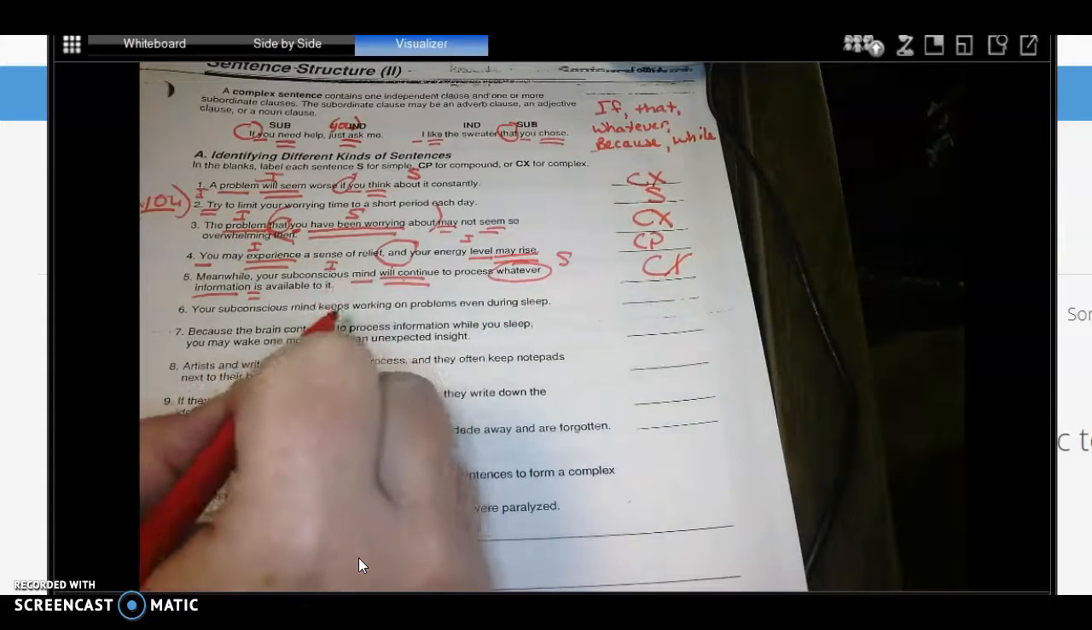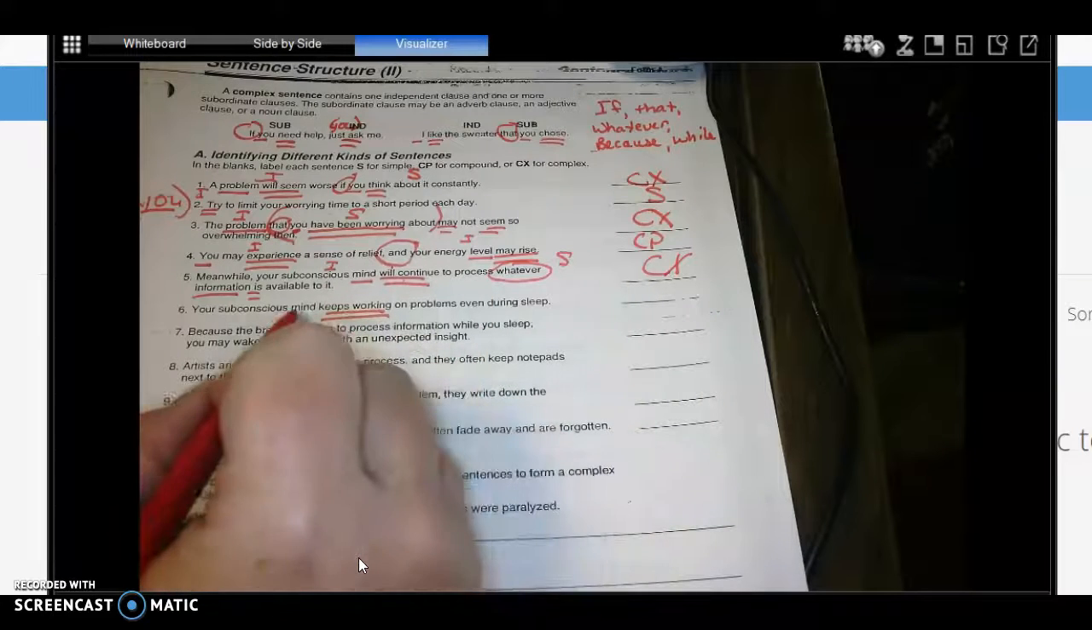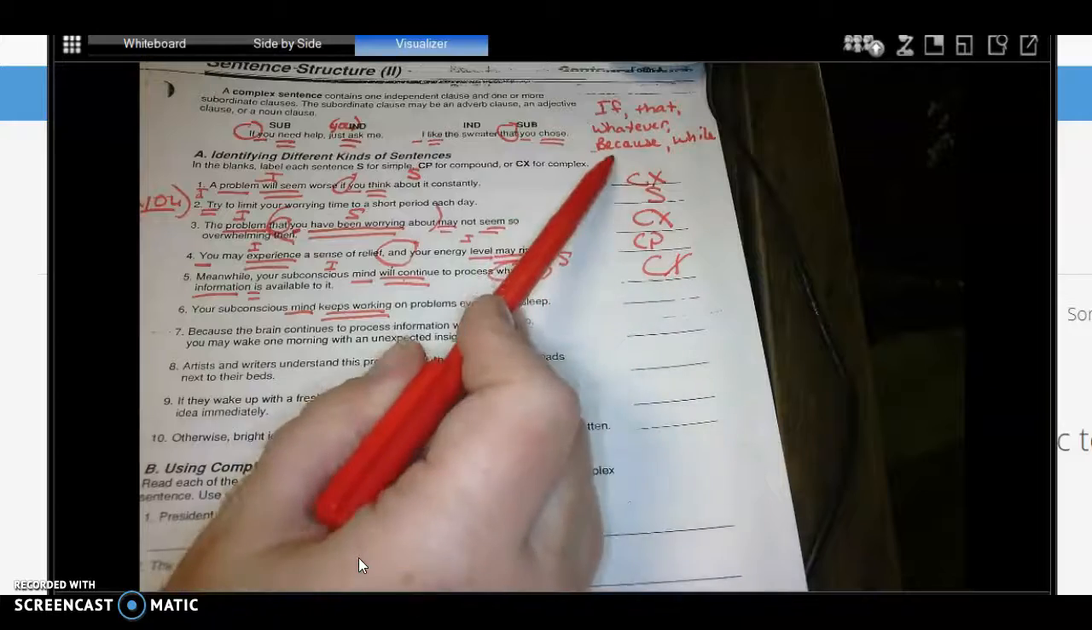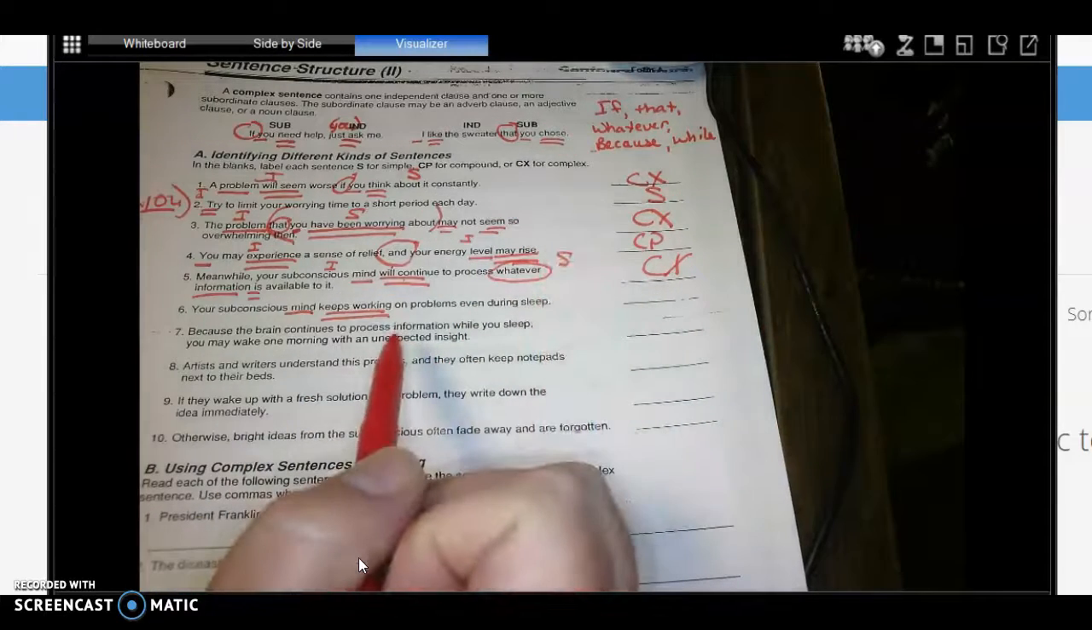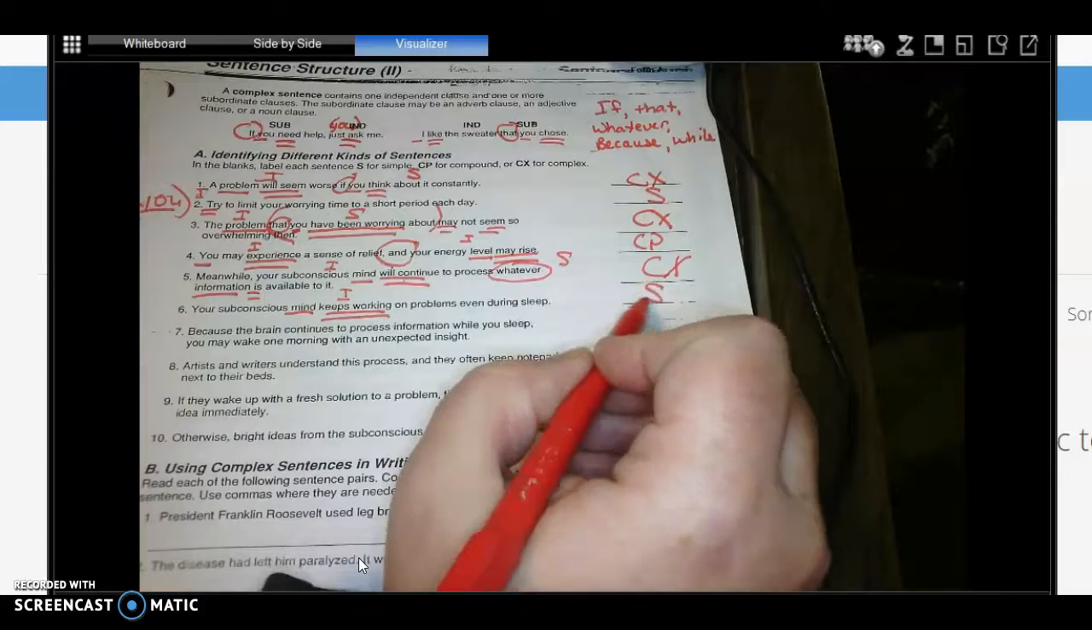All right, we have keeps working, and what keeps working? Mind. Okay? I don't have any of these clue words. I don't have any conjunctions. This one's just an independent clause, so it's going to be simple.